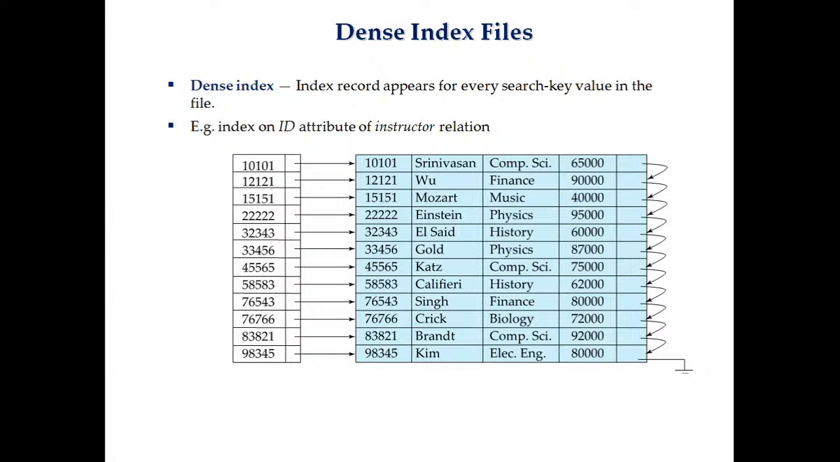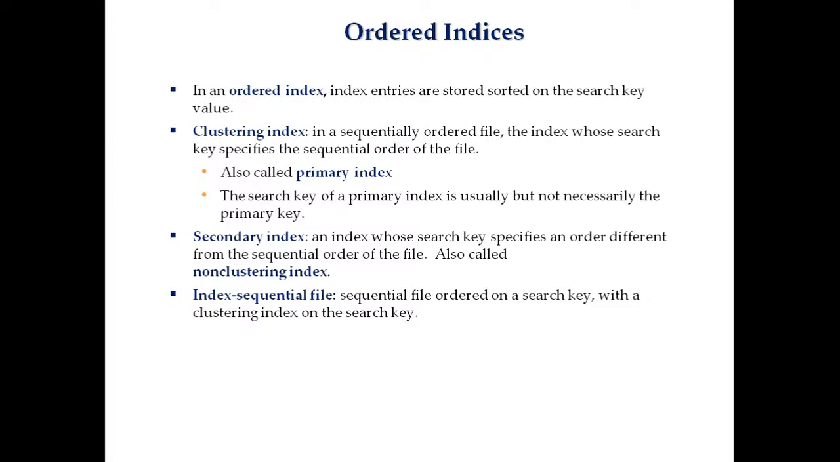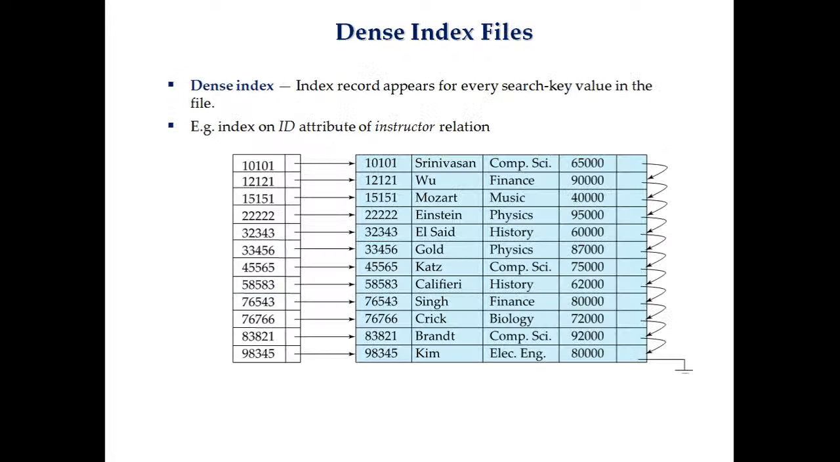Now the next thing is the dense index file. A dense index means an index record appears for every search key value in the file, for example an index on the ID attribute of the relation. A dense index file is a simple example of the clustering index.